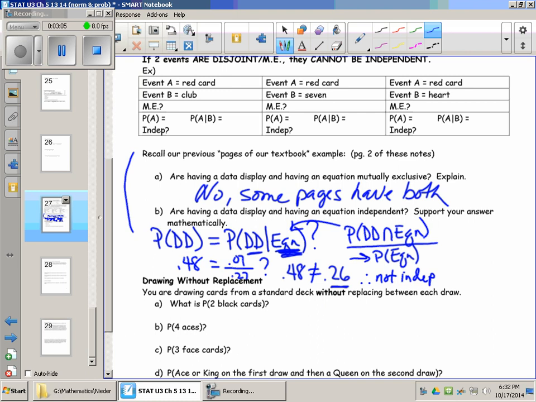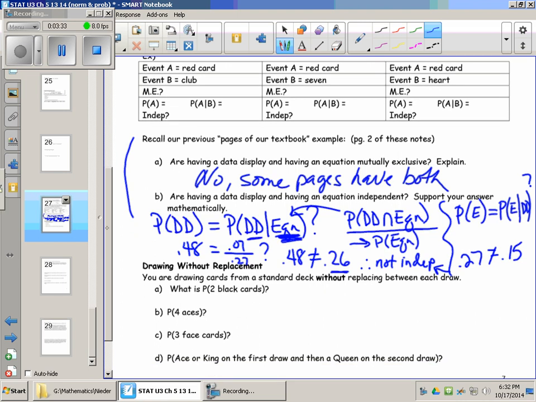Okay, we could have also done that the other way around and looked at the probability of having an equation and seeing if that was equal to the probability of having an equation given there was a data display. If you want to, go ahead and calculate those two just to make sure you know what you're doing. You can hit pause and do that. Then when you come back to check, you should see that, again, these are not equal. So it verifies this claim we made right there, that they are not independent.